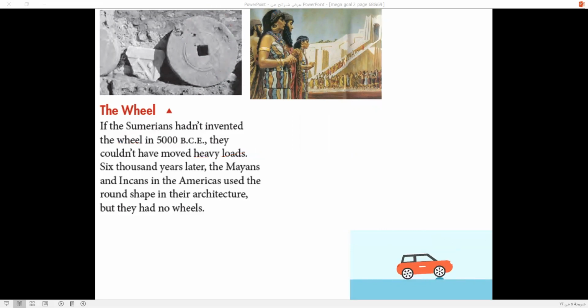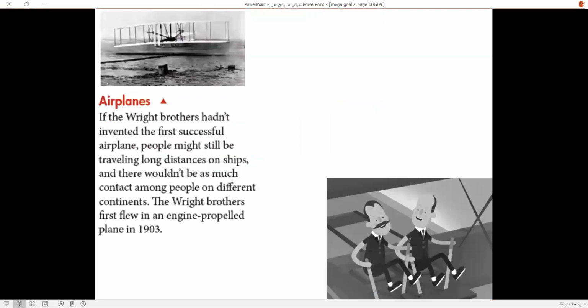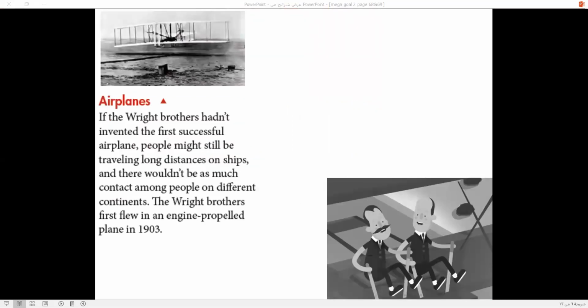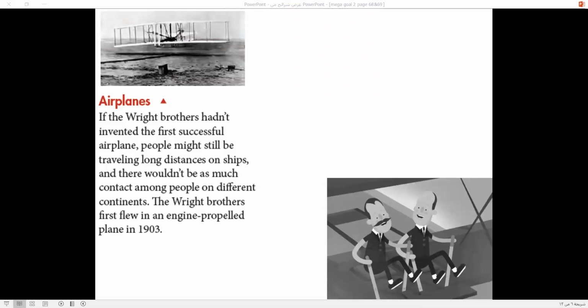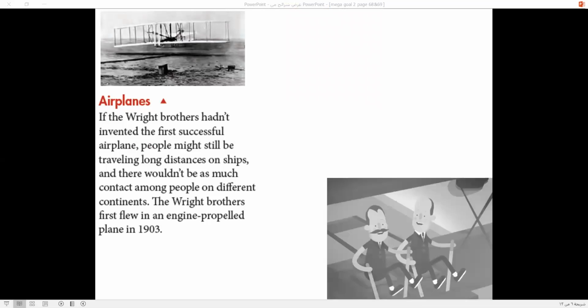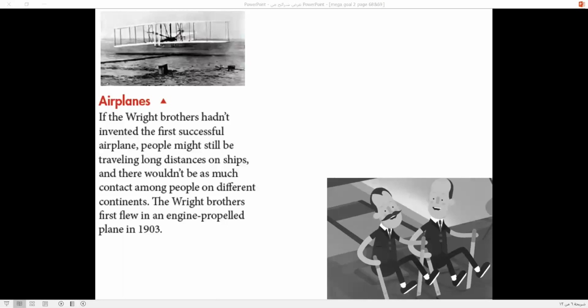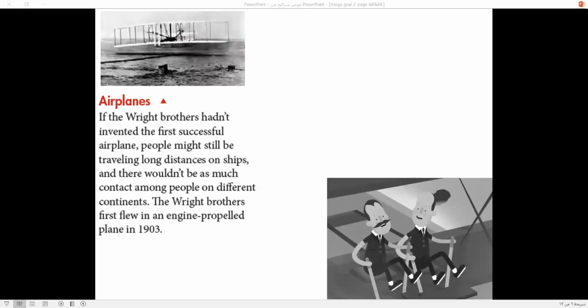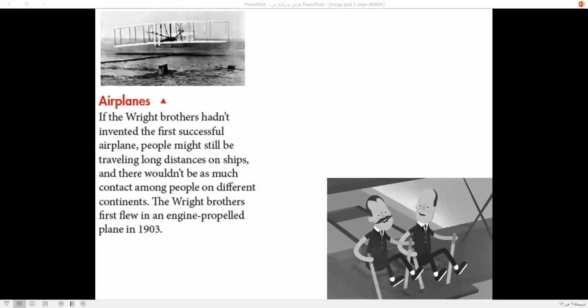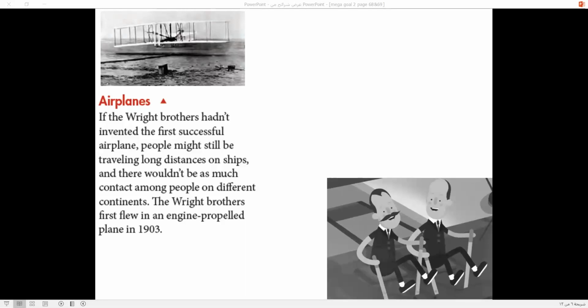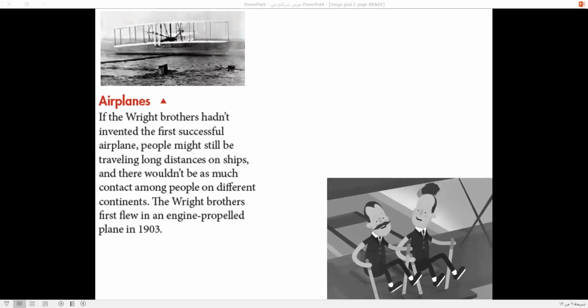The second one, airplanes. If the Wright brothers hadn't invented the first successful airplane, people might still be traveling long distances on ships, and there wouldn't be as much contact among people on different continents. The Wright brothers first flew in an engine-propelled plane in 1903.